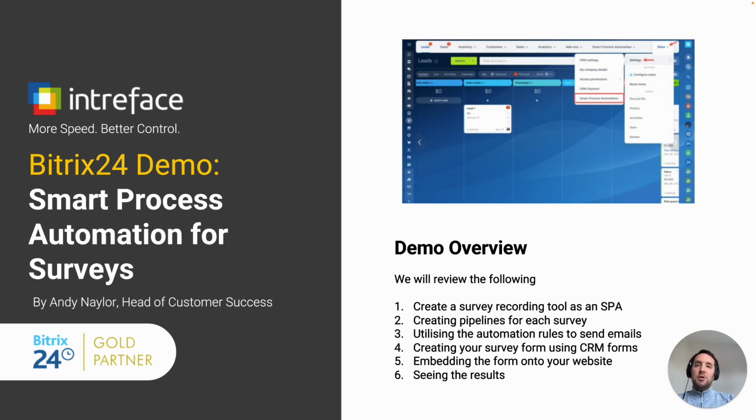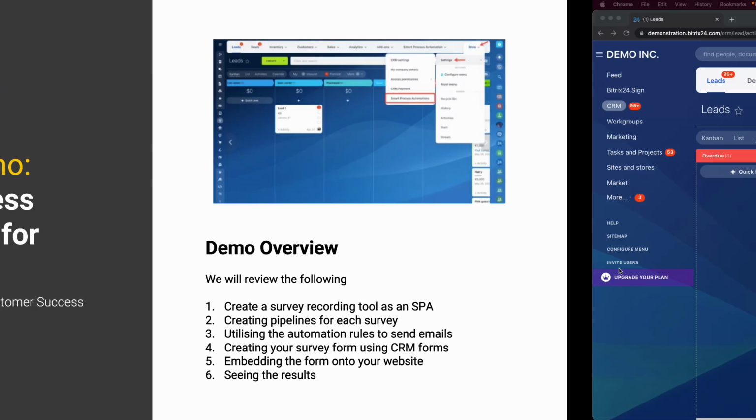In today's demonstration, what I'll show you is how you can use the Smart Process Automation for recording your surveys. I'll also show you how you can create pipelines for each survey. We can utilize the automation rules to send autoresponder emails. And then we'll use the CRM forms to create our survey form and embed that form onto our website. And then finally, we'll submit the form and we'll be able to see the results.